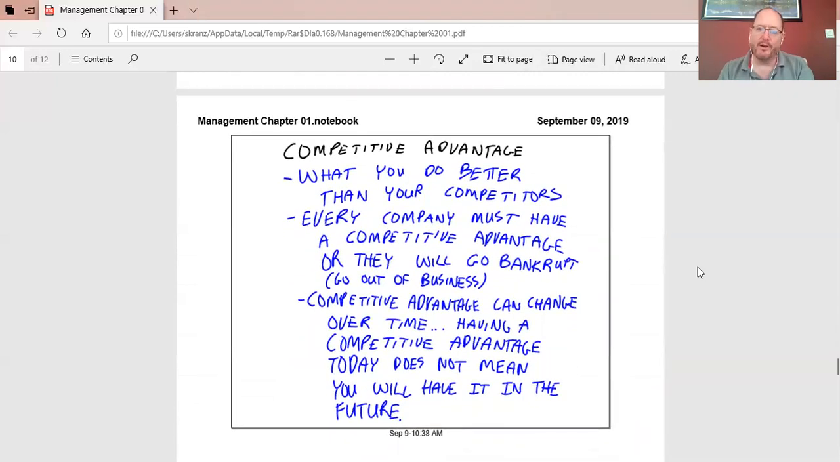Competitive advantage is what you do better than your competitors. Every company must have a competitive advantage or they will go bankrupt. The competitive advantage can change over time. Just because you have a competitive advantage today does not mean you're going to have one in 10 years.